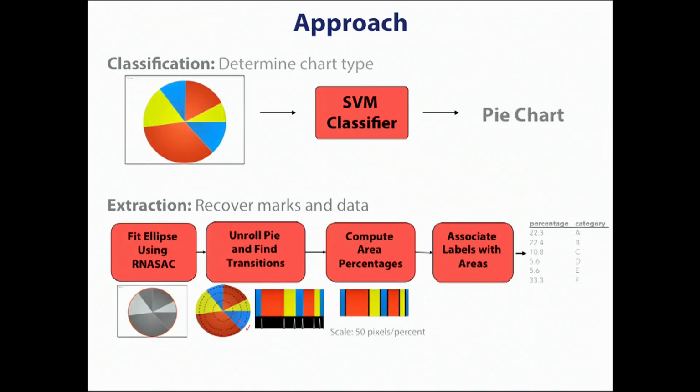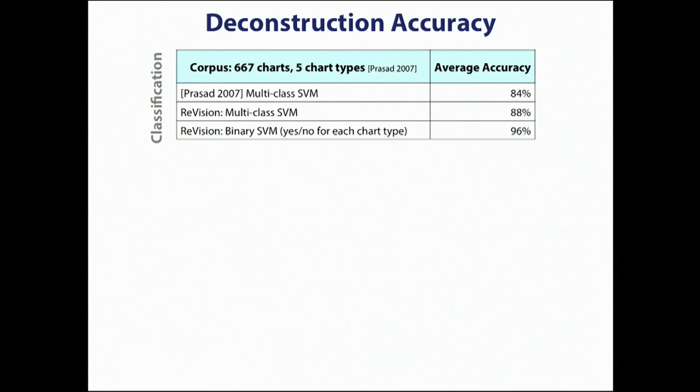And of course, we can do a similar thing for pie charts. And these techniques are using a variety of machine learning and image processing and computer vision techniques. So I should mention that our techniques are not 100% accurate, but our classification, at least, is pretty close. The number to look at is this binary SVM. It runs at 96% accuracy, so that's pretty good.